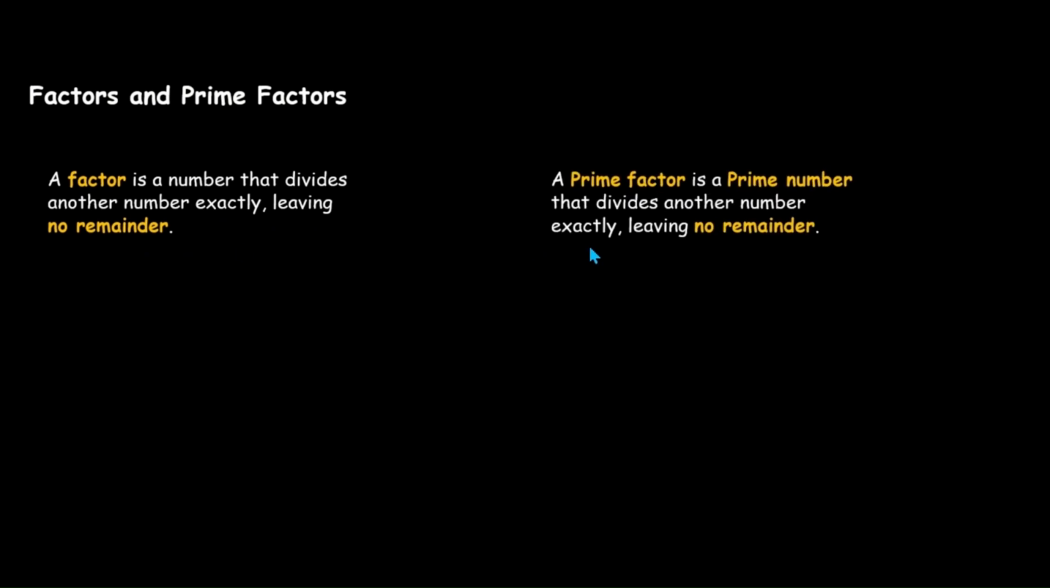So what is a prime factor? A prime factor is also a factor. It's just that it happens to be a prime number. So a prime factor is also a number, a prime number, that divides another number exactly or completely, leaving no remainder or 0 as the remainder. Let's see both of them with a few examples.